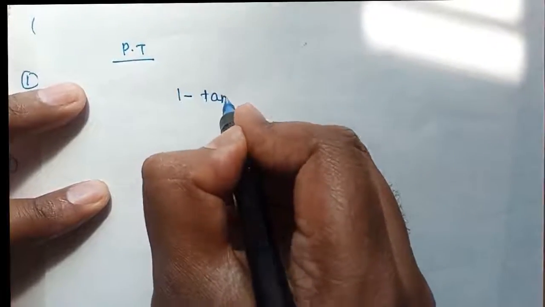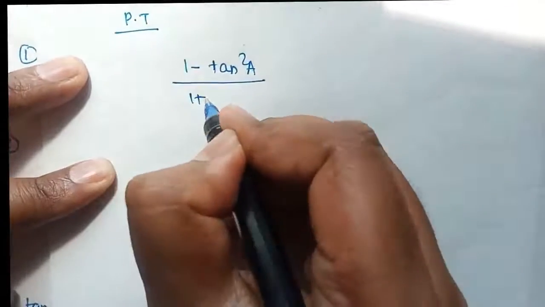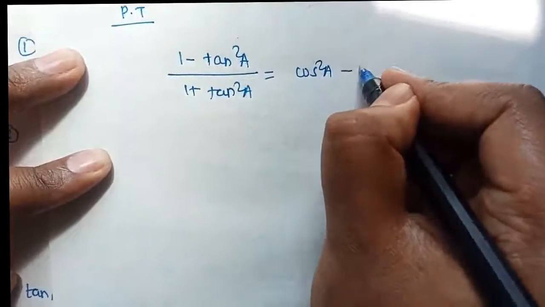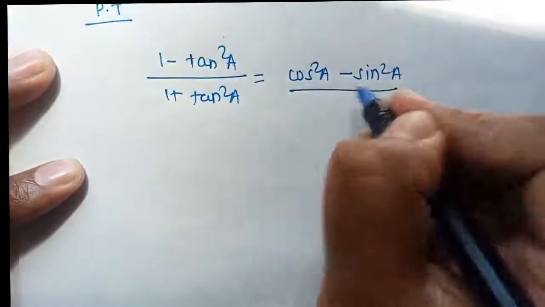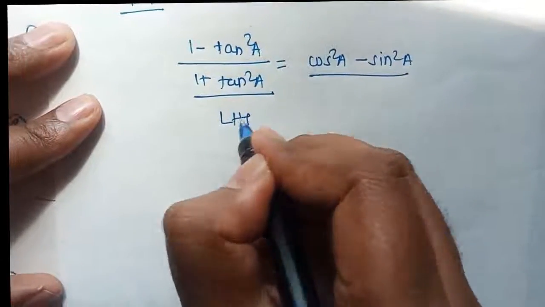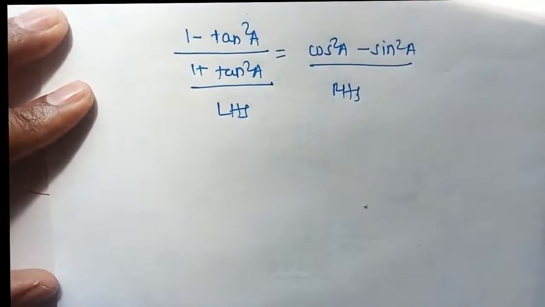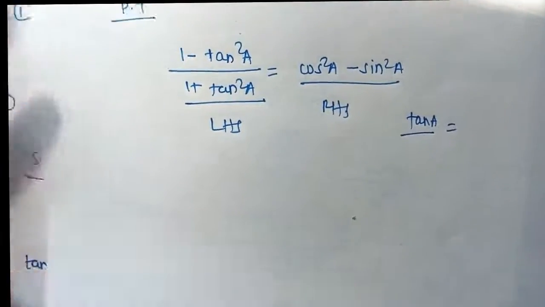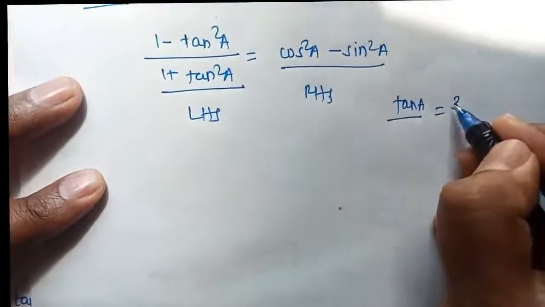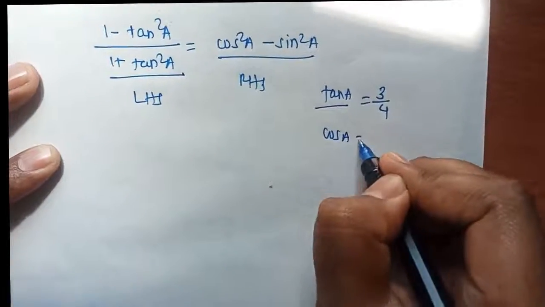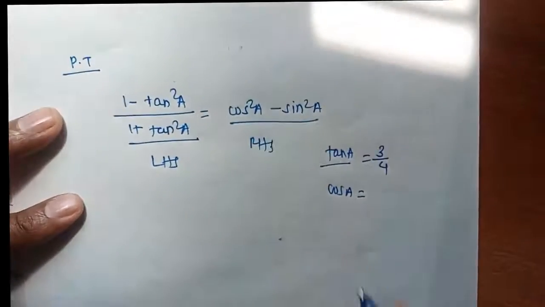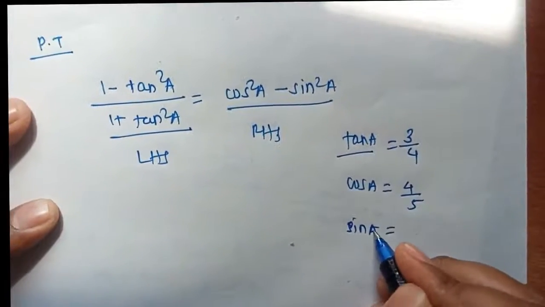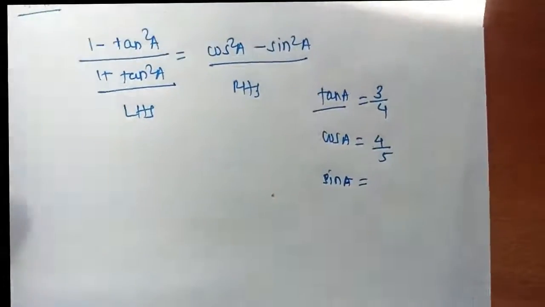1 minus tan square A upon 1 plus tan square A is equal to cos square A minus sin square A. So this is my LHS and this is my RHS. This tan A value also we know. Tan A value we found out here, 3 by 4. Next, cos A value also we know, it is 4 by 5. Next, sin A value we also found out, that value is 3 by 5.